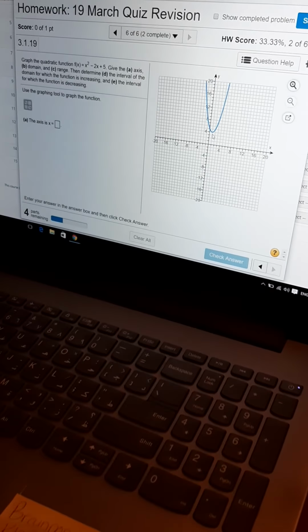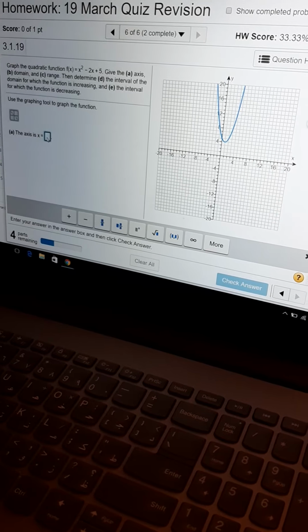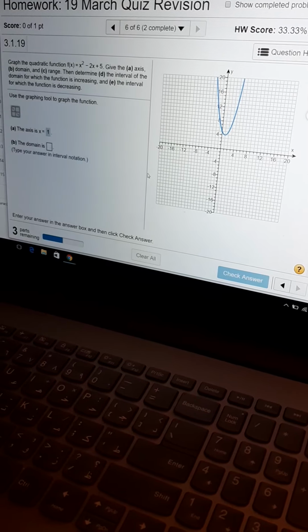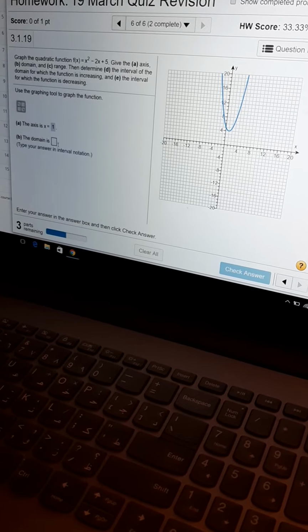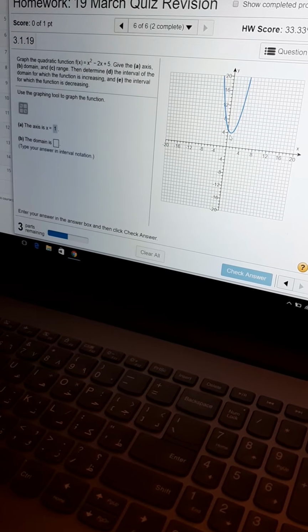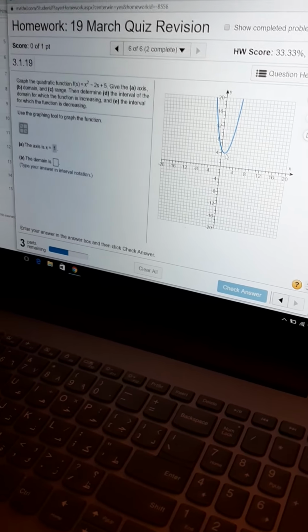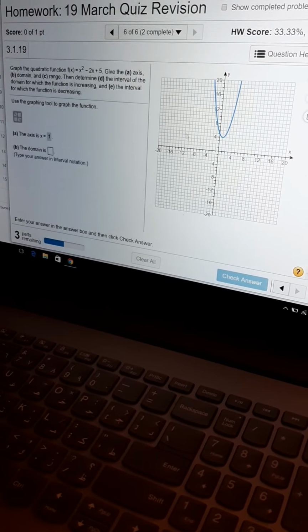And we got to answer these questions again. The axis of symmetry goes through the vertex once again. X equals 1 on mine. All right. The domain, negative infinity to infinity. I wish I could skip this along. What about the range? The range is from 4 to infinity. Okay, I'll just talk through these.